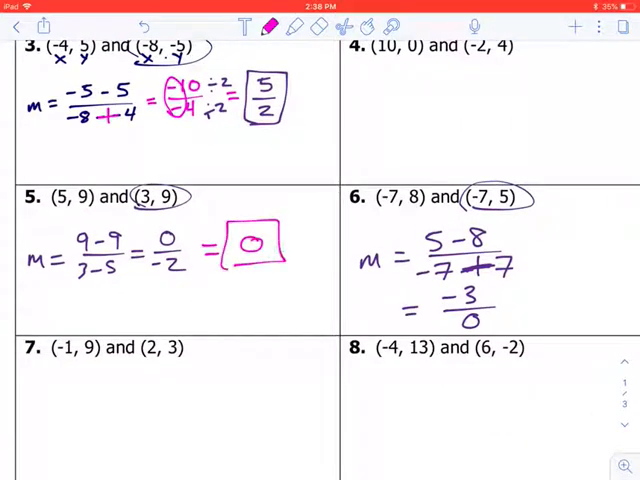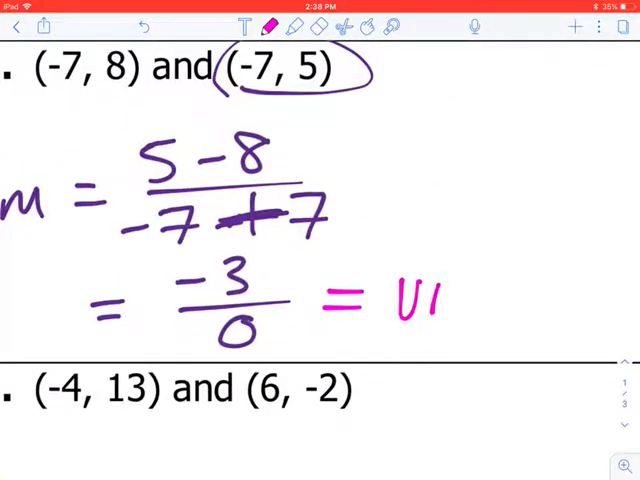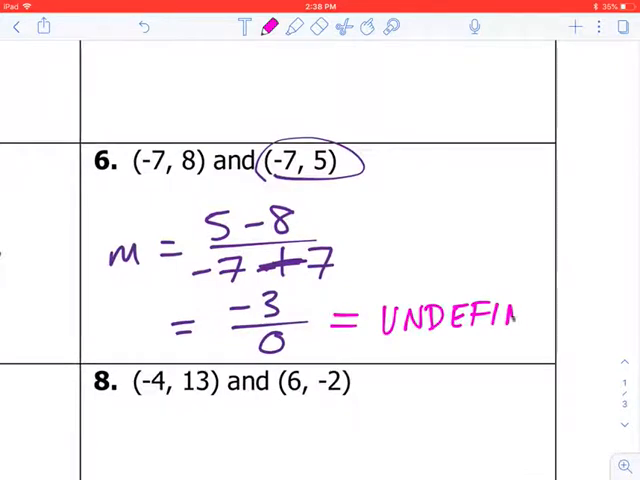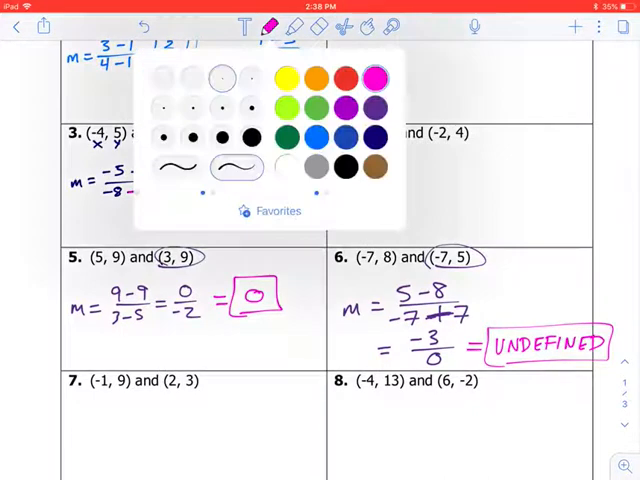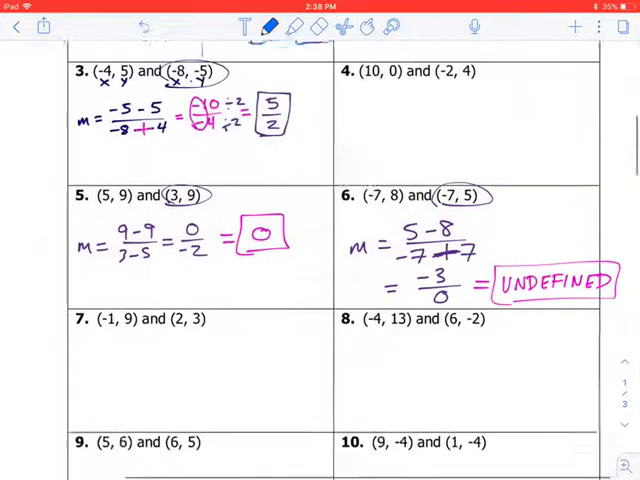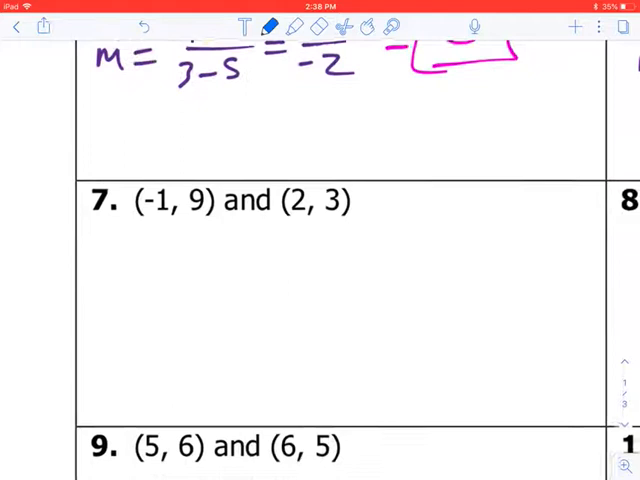So 0 on top gives me 0. 0 on the bottom doesn't work in a calculator. It's going to give you like an error message of some kind. Okay? So 0 on the bottom, not possible. Okay? So let's just do a couple more and then we'll be done here.